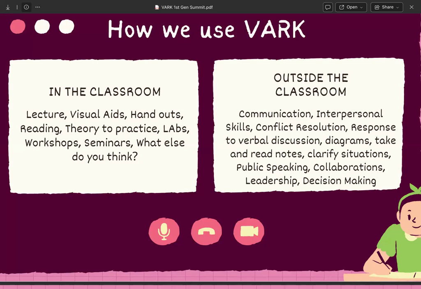Public speaking, interesting and engaging. You can practice your speech. Some can use diagrams and illustrations in a public speech, and some will use written notes and diagrams. Collaboration. If all understood VARK, they can understand each other's preferred way of working on a project, which can help improve communication and collaboration.